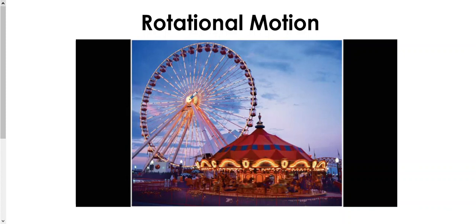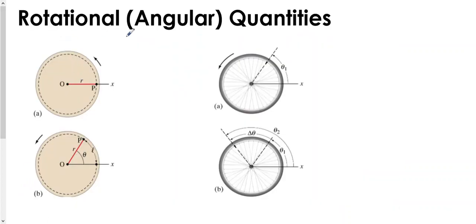To describe rotational motion, we make use of what we call angular quantities. We're going to talk about angular quantities to be able to look into rotational motion. We'll start with angular position or angular displacement. To measure the angular position, we'll look at the arc length and the radius. The ratio of these two is what we call the angular displacement.